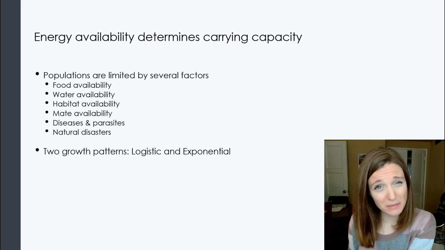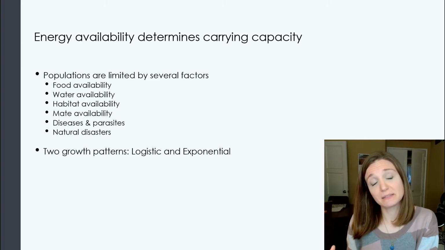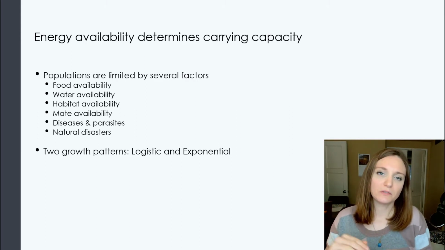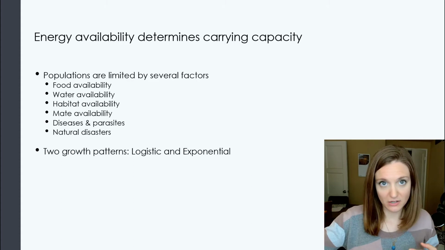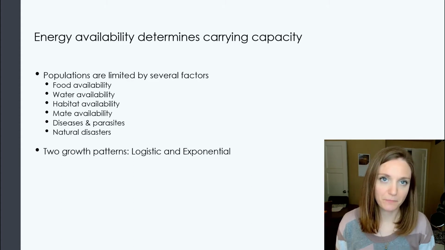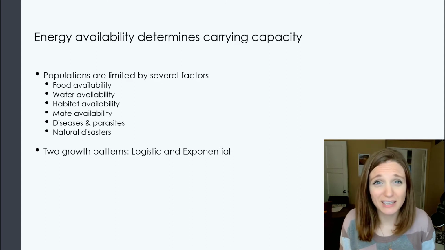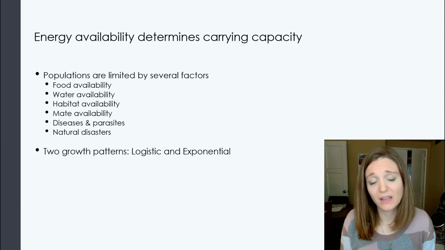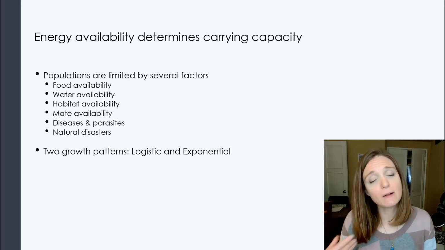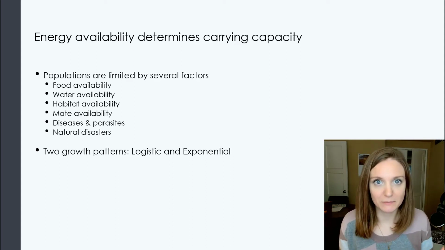Versus density-independent factors are things mostly like natural disasters that will remove a certain percentage of individuals from a population, regardless of how large that population is. Things like a wildfire or a flood or earthquake, something like that, right? They're not dependent upon how dense that population is. They're just random stochastic events that remove a certain percentage of the population.